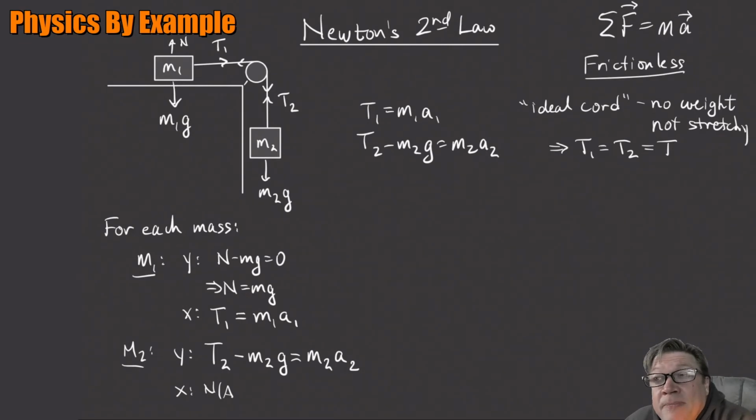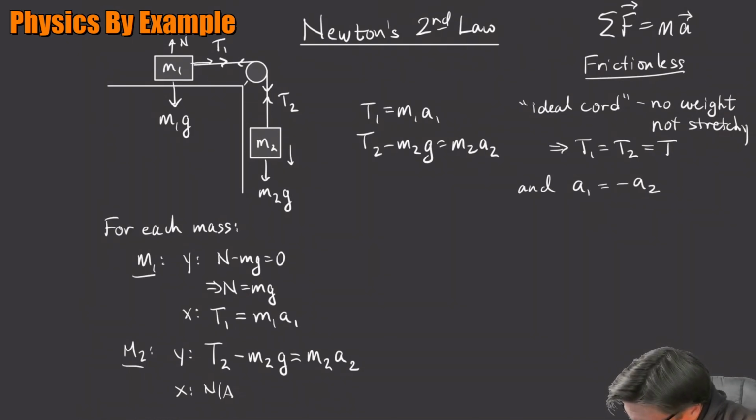But look, when this thing accelerates to the right, what is A2 doing, or what is M2 doing? M2 is going down, and that direction we've called negative. So when A1 is positive, when M1 is going to the right, which we called positive, M2 is going down, which we called negative. So how we're going to take care of that is A1 is equal to minus A2. I'm just going to call that A. So this is how we're going to tie those masses together. Formally, these are called constraints. So when A1 goes to the right, A2 goes down. But this is how we're going to tie them together.